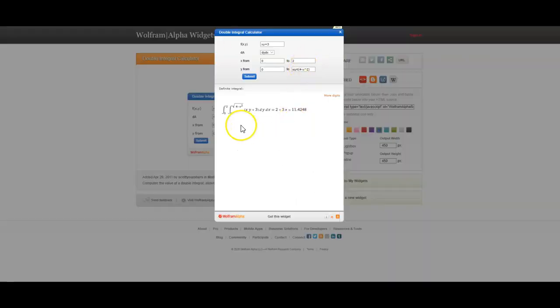And so here we have the double integral calculator. You can see that we get a volume of 11.42. There's my function, dy dx. X goes from 0 to 2. Y goes from 0 to the square root of 4 minus x squared.